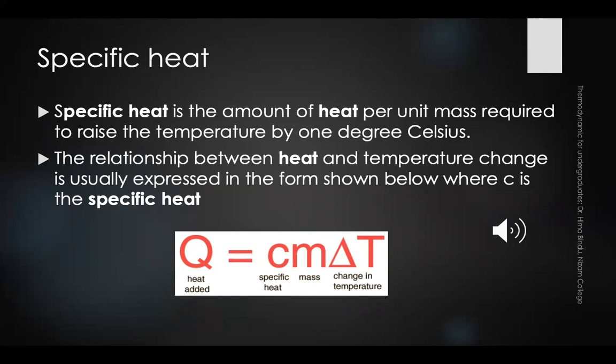Similarly, for the substance to cool down, it takes a bit of time. As heat is dissipated, temperature decreases and the vibrational movement of molecules in the material slows down. The heat that is given off counteracts the cooling effect of the loss of heat from the substance. Thus, we can define specific heat as the amount of heat per unit mass required to raise the temperature by 1 degree centigrade. The relationship between heat and temperature change is usually expressed in the form shown below, where C is the specific heat.